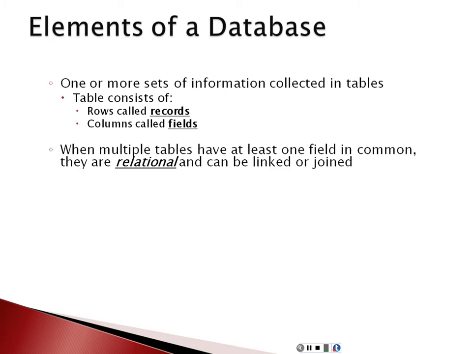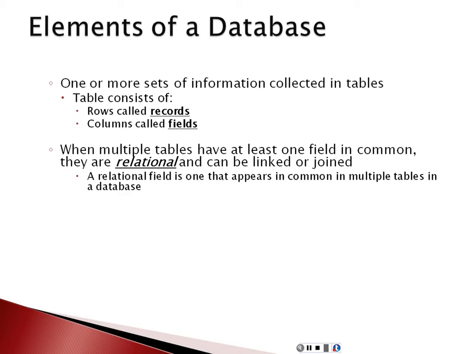Now, when you have multiple tables in a database and they have at least one field in common, that bit of information, last name, first name, medical record number, they are called relational, and you can link them together. They can be linked or joined. So a relational field is one that appears in common in multiple tables in a database.